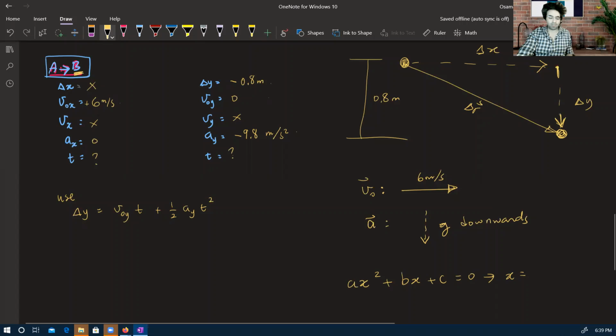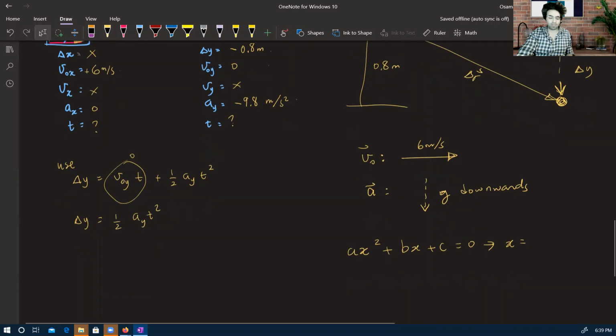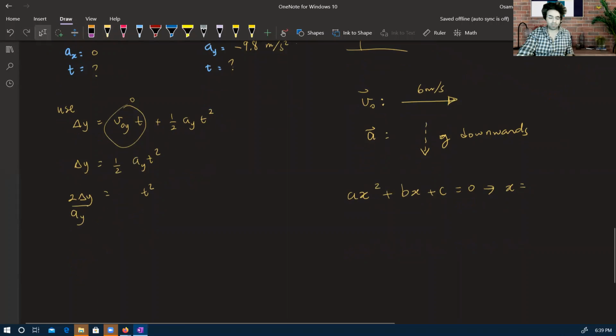However, here it's simpler than that because I recognize that the initial velocity is 0. So this whole term is 0, because 0 times anything gives me 0. So I can rewrite this equation as delta y is equal to half ay t squared. But I want to isolate the time, so I'm going to multiply both sides by 2, which gets rid of the half. Then I'm going to divide both sides by ay, so ay goes down here. And then I'm going to take the square root to get rid of the square on the time.